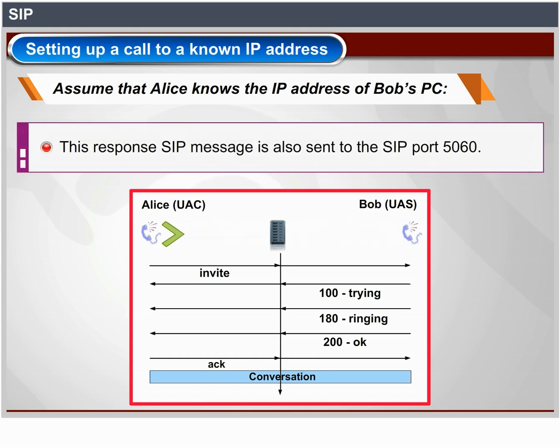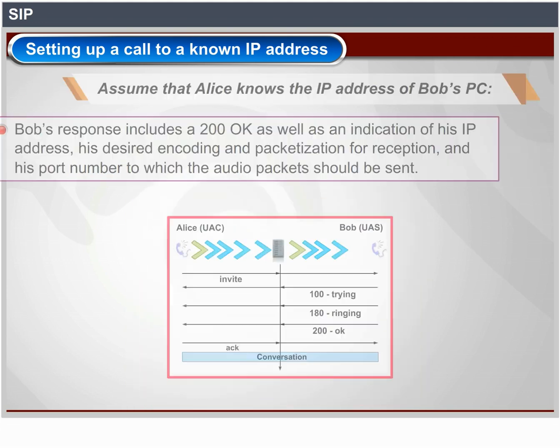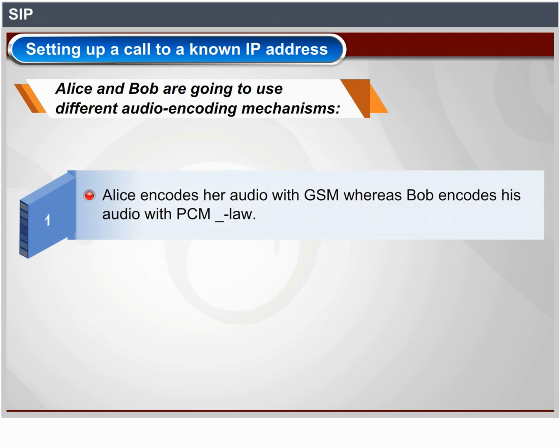This response SIP message is also sent to SIP port 5060. Bob's response includes a 200 OK as well as an indication of his IP address, his desired encoding and packetization for reception, and his port number to which the audio packets should be sent. Alice and Bob are going to use different audio encoding mechanisms. Alice encodes her audio with GSM, whereas Bob encodes his audio with PCM μ-law.